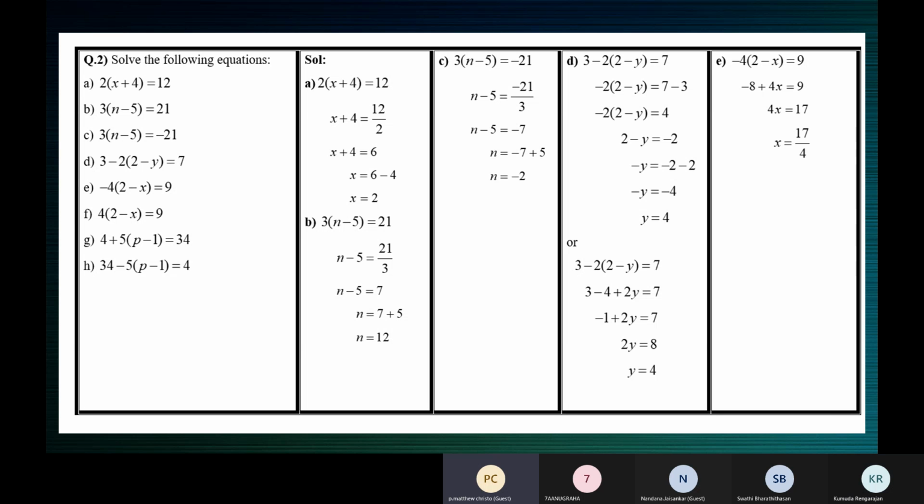And what will be remaining? Ma'am, n minus 5 is equal to minus 21 by 3, ma'am. Then if we divide minus 21 by 3, we will get minus 7, ma'am. Then we should transpose. Minus 5, when it comes to the other side, will become plus 5, ma'am. Yeah.